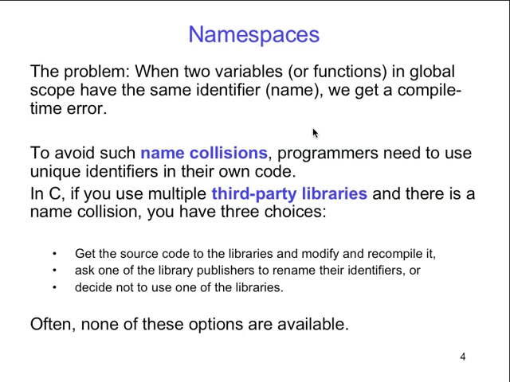So you have 3 choices. You can get the source code to the libraries and modify and recompile it. Not such a good option, because you may not actually have all the compiler tools you need for it. You can ask one of the library publishers to rename their identifiers. No, not such a good idea either. They're not going to change the name of their identifiers. Or you can decide not to use one of the libraries and only use one library instead of another. None of these options are really available to you in most cases.